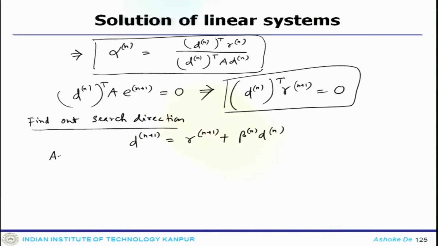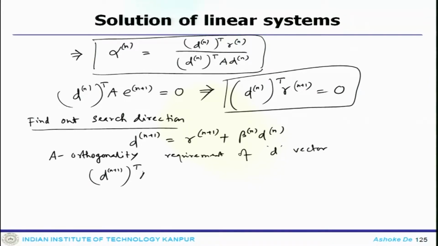Now, A orthogonality, this is a condition and this is a requirement of the D vector. So, the A orthogonality requirement of the D vector implies that d n plus 1 transpose A d n must be 0.